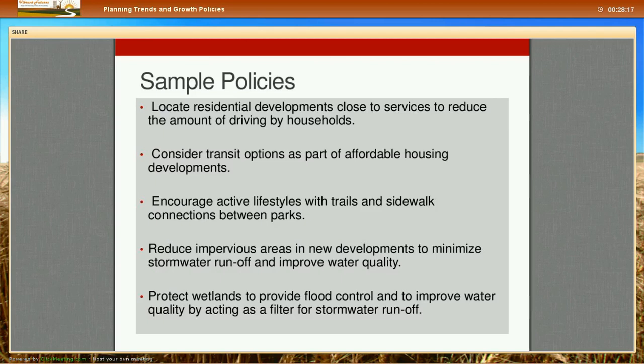Encourage active lifestyles with trails and sidewalk connections between parks. Reduce impervious areas in new developments to minimize stormwater runoff and improve water quality. Protect wetlands to provide flood control and to improve water quality by acting as a filter for stormwater runoff.